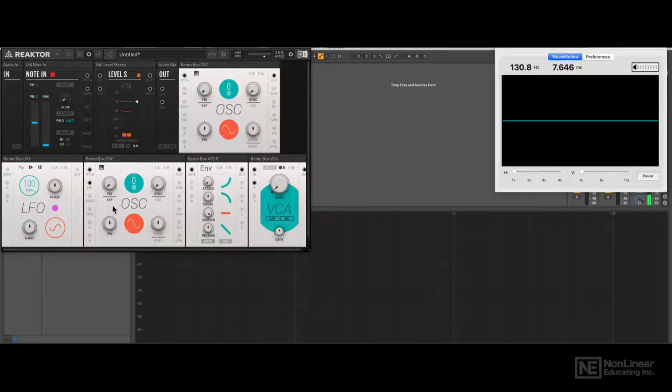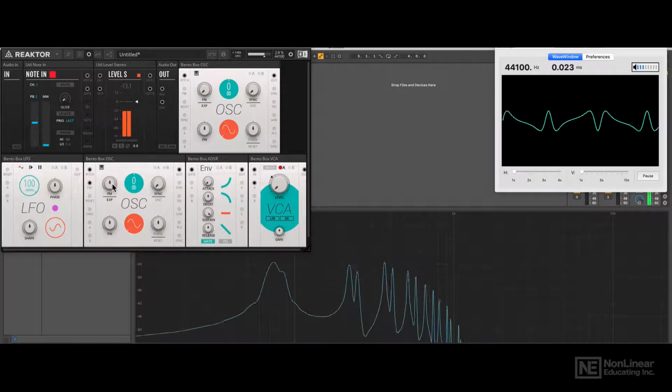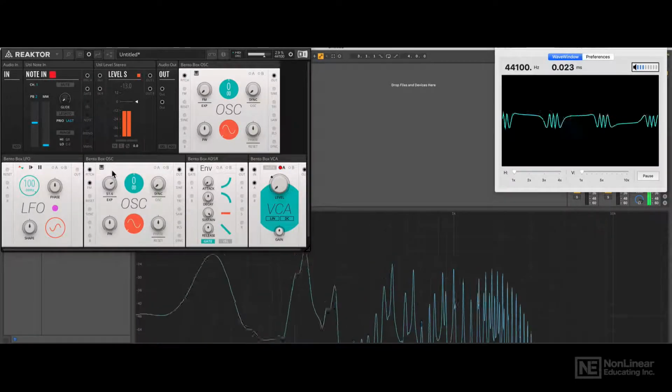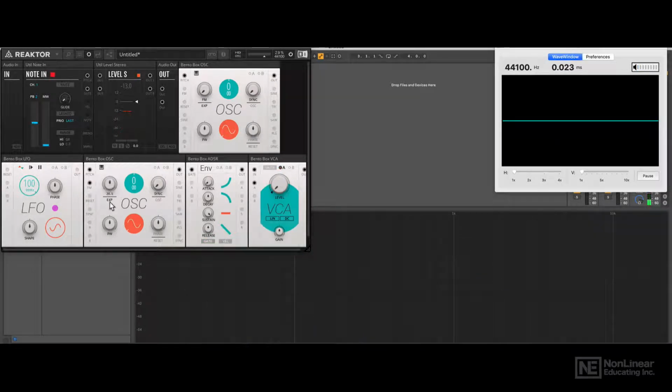So there's always a pitch instability when it comes to exponential FM. It does stay static once you leave the FM amount at a particular value. But changing this FM amount affects the pitch. All right, switching to linear FM.